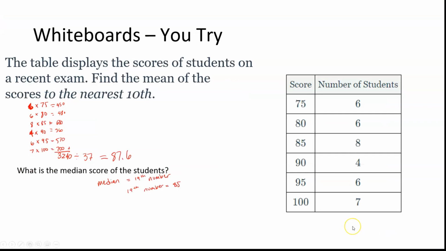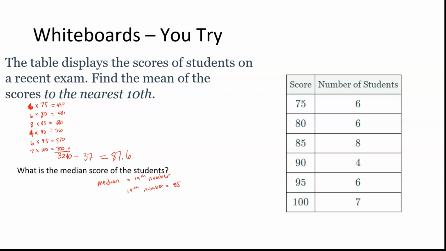Okay, so what I decided to do was multiply each of the scores by the number of students who got them. So 6 people got 75, 6 people got 80, and so on and so forth. Then I added those totals together to get 3,240, and then I divided by the number of students, which is 37, and that gave me my average, which is 87.6. It's actually 87.56 something, but it asks you to round to the nearest 10th.